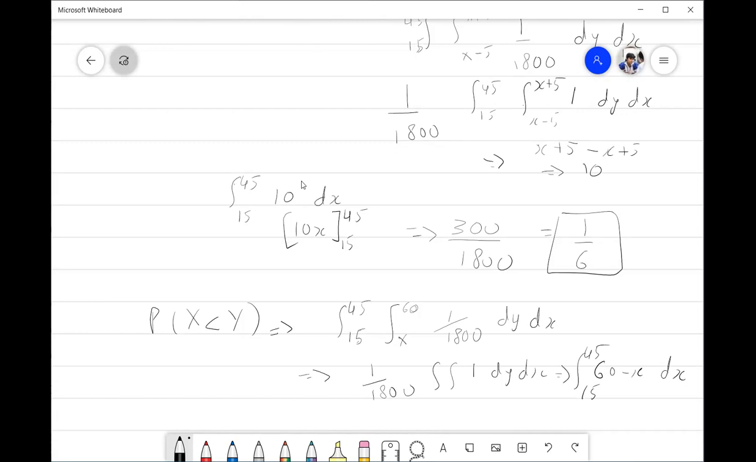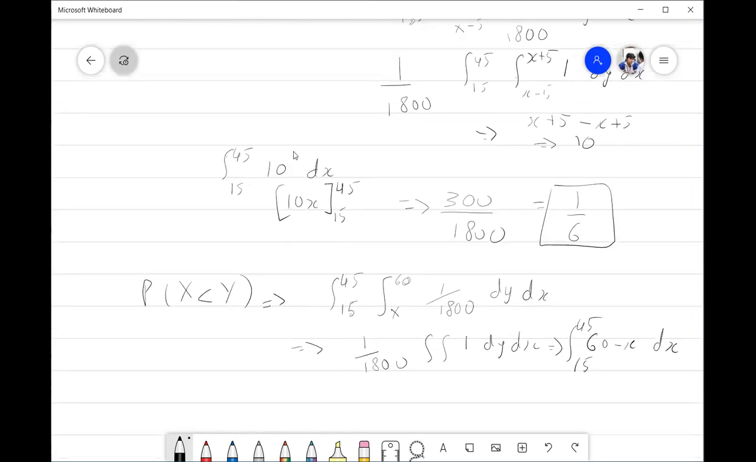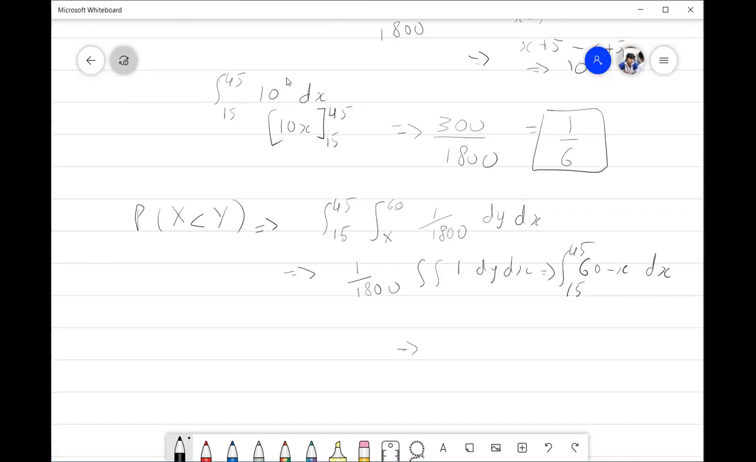I hope there's no confusion because I did this very quickly. The integrand is 1, right? The integral of 1 with respect to y is y. In y I have to input the limits 60 and x, so 60 minus x. Now I'm integrating this with respect to x, so this will be 60x minus x square upon 2. On that I have to input the limits 15 and 45, and I have to divide the whole thing by 1800. That is what my answer should be. I have the answer written down, so let me know what the answer is.